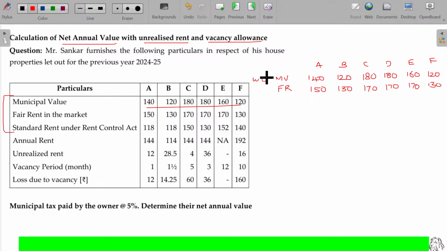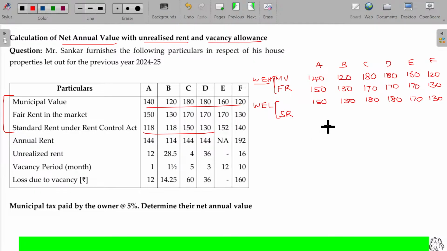Between these two, whichever is higher will be taken. 150, 130, 180, 180, 170, and 130. Verify whether standard rent is applicable in that location. In that case, whichever is lower will be taken.